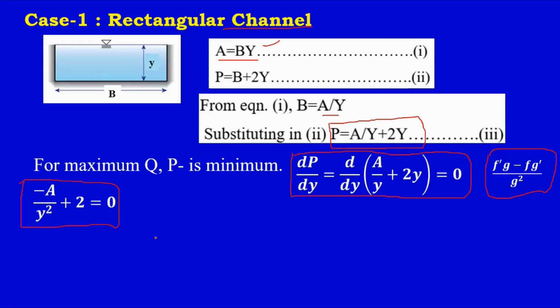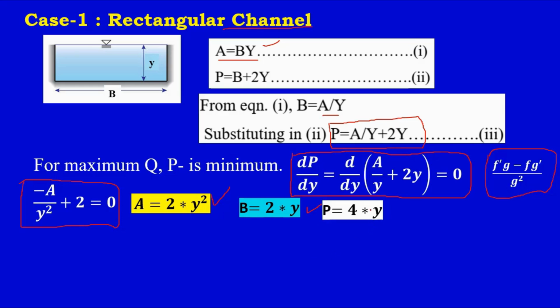Now just calculate the area from this equation. You get this equation, so this is the area. The area should be 2y square to find the minimum wetted perimeter for a given maximum discharge. If you substitute area 2y square in this equation, you can find B. B will be 2y. Then for the wetted perimeter, you substitute here: B is equal to 2y, 2y plus 2y will be 4 times y. Then the hydraulic radius is area over wetted perimeter. If you divide area by wetted perimeter, you will find y over 2.